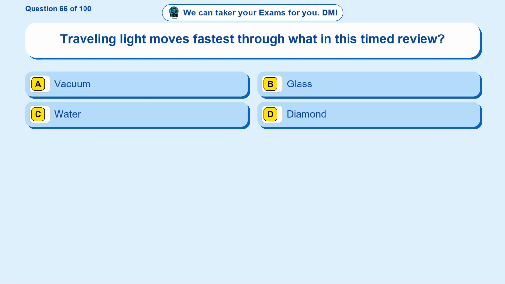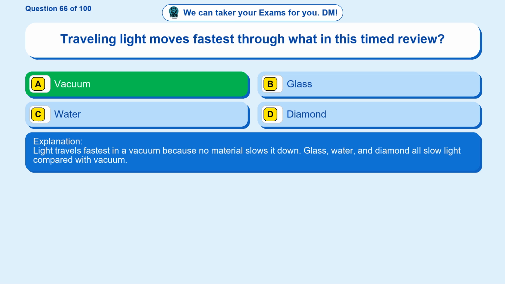Question 66. Traveling light moves fastest through what in this timed review? Option A, vacuum. Option B, glass. Option C, water. Option D, diamond. The correct answer is option A. Vacuum. Light travels fastest in a vacuum because no material slows it down. Glass, water, and diamond all slow light compared with vacuum.